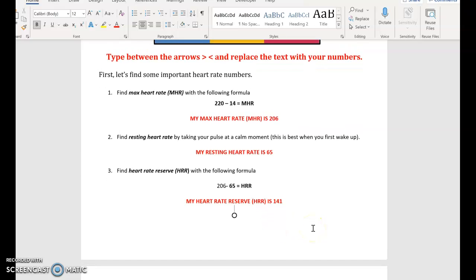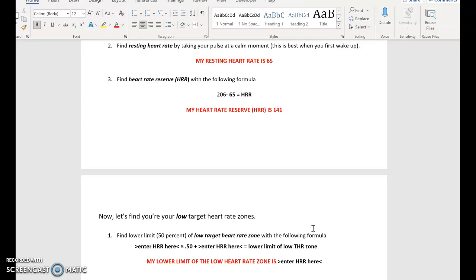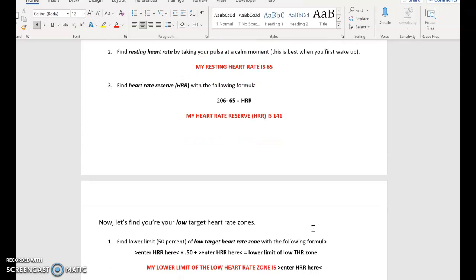These three numbers are important that you have correct. So make sure on average it's around 200, and probably between 200 and 207. Make sure your resting heart rate is between 60 and 70. And make sure your heart rate reserve is accurate with 206 minus 65, or your max heart rate minus your resting heart rate. These numbers are going to be continued at the bottom.